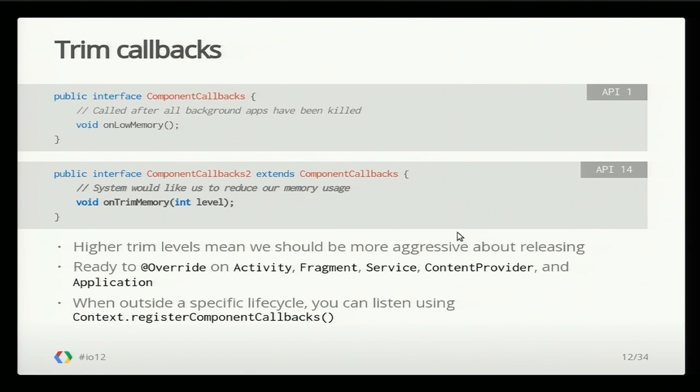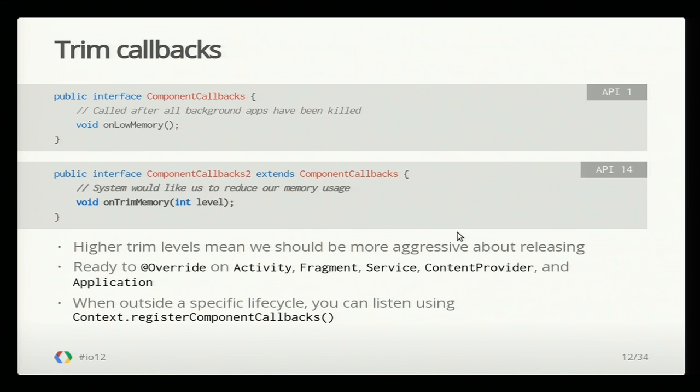Android offers a set of callbacks where we can help release some of this memory back to the system. So the first callback is onLowMemory, which has been around since 1.0 in the platform. But the downside of that callback is that it is only called after all of the background apps have already been killed on the device. So if we're running in the background, it's probably not very useful to us, because we would never receive this callback.